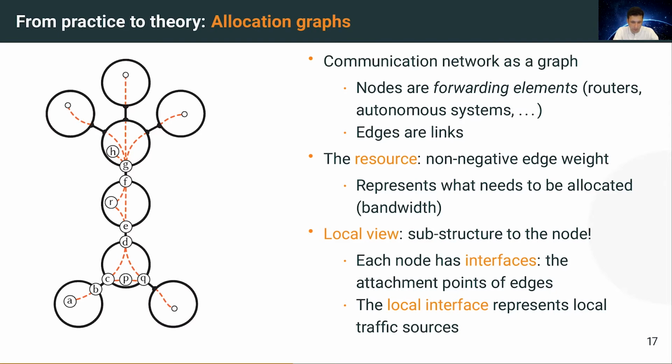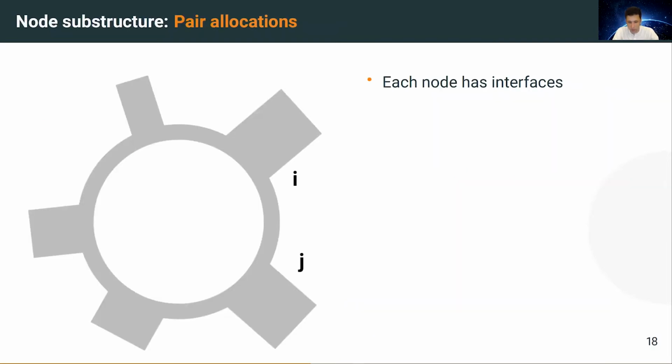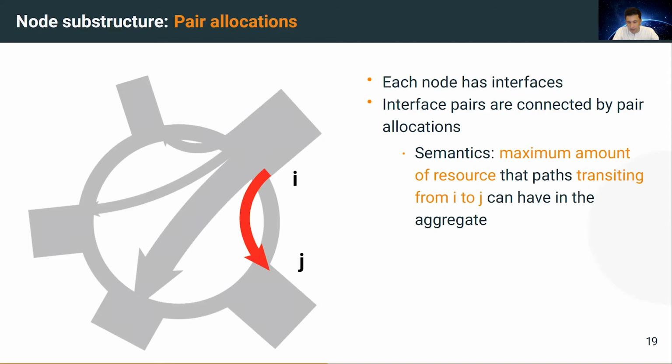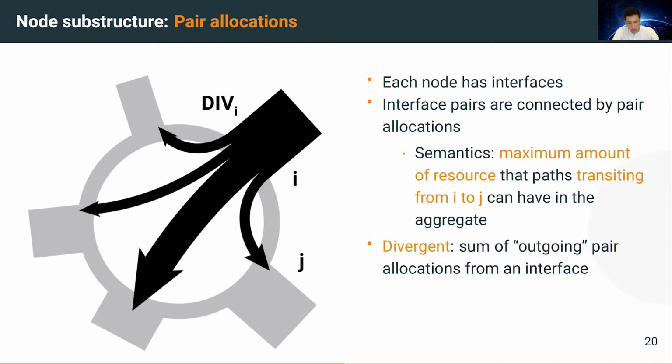If we zoom in on a single node and we look at the interfaces, which are here denoted by I and J, we have that an interface pair is connected by a pair allocation, which is highlighted here in red. And the semantics of this pair allocation is that it represents the maximum amount of resource that paths transiting from I to J can have in the aggregate. And it therefore is the way to express the preference of the node we were talking about before. Now, of course, we want the sum of outgoing pair allocations from an interface to be lower than the resource of the attached edge, and we call this sum the divergent of the edge.